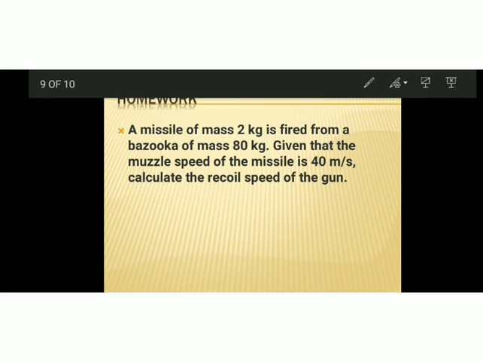Now this is the homework for you. A missile of mass 2 kg is fired from a bazooka. That means, you know, from where the bazooka is, a missile is fired. Given that the muzzle speed of the missile is 40 meters per second, calculate the recoil speed of the gun. So try to solve this problem by yourself. Okay.